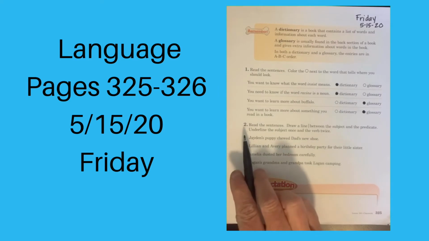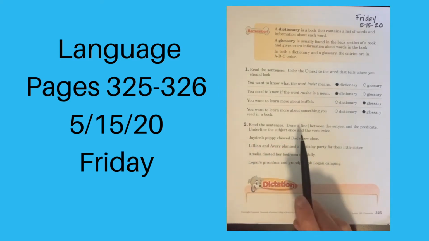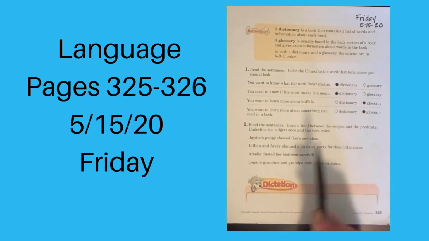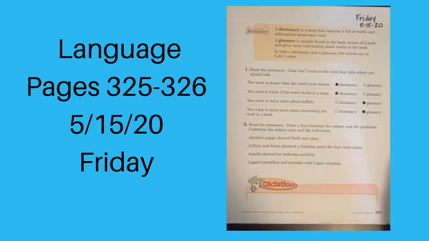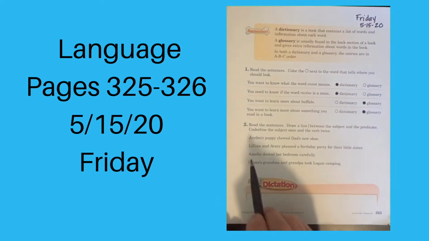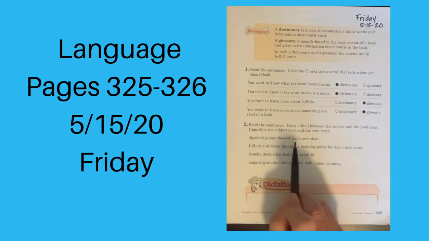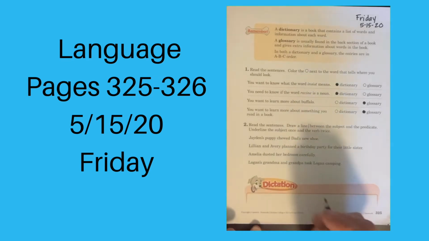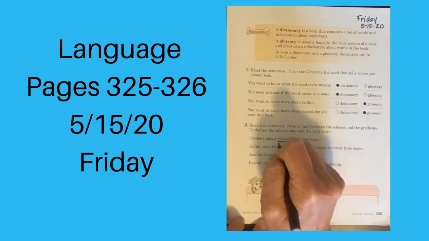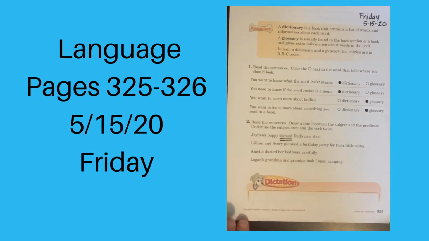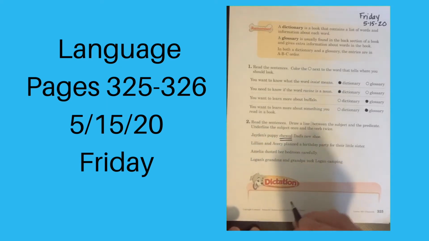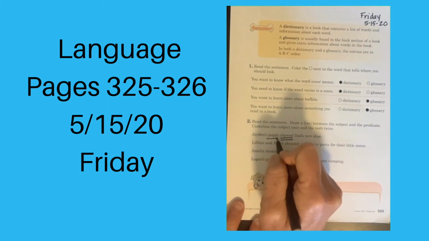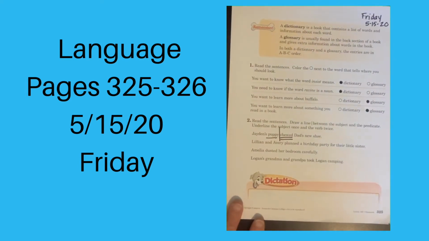Okay, number 2, it says read the sentences and draw a line between the subject and the predicate. Underline the subject once and the verb twice. Always good to find the verb first, the action word. So Jaden's puppy chewed Dad's new shoe. Okay, so what's the action word? Chewed. And who chewed it? Was it Jaden, Dad, or was it the puppy? It was the puppy. And then you're going to just draw your line right in between.